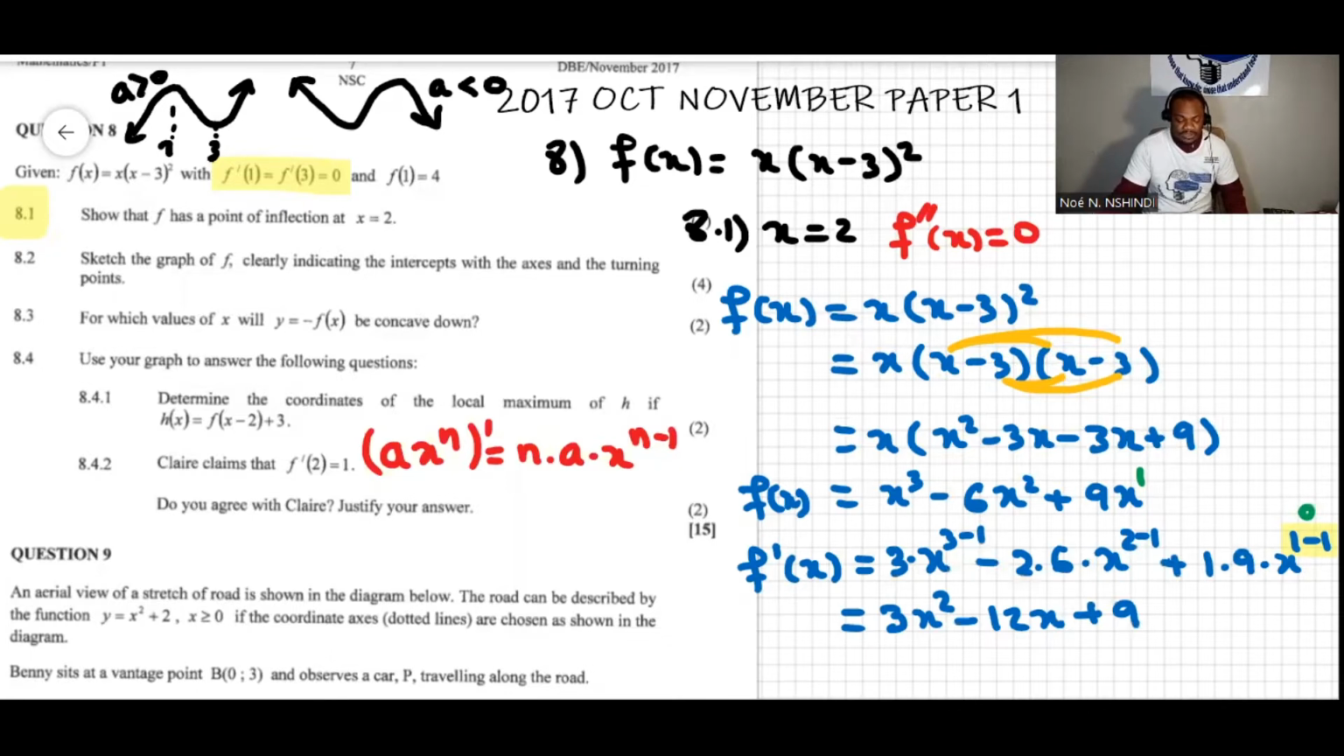Now, let's do the second derivative then. This will be 2 times 3 times x to the power of 2 minus 1, minus 12 times x, okay? And I did this because I follow this law in red here. Note that the derivative of all constants is just 0. The derivative of any constant is 0.